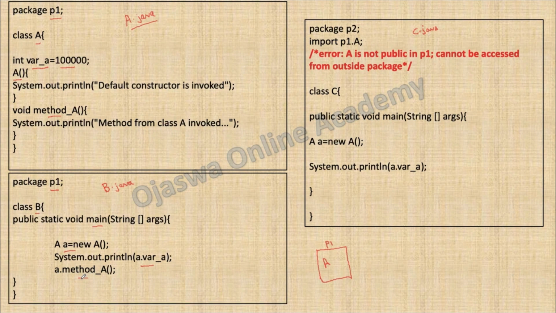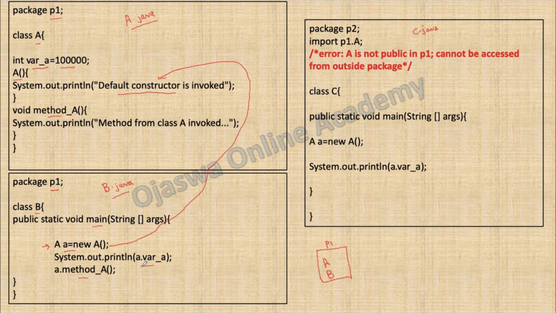So when you compile the file b.java, A and B have default access because they are in the same package and no access modifier is specified. So when the main method is executed, object A is created. When the object is created, it gives a call to the constructor implicitly. So the constructor is executed and the default constructor is invoked. This statement is printed to the console.